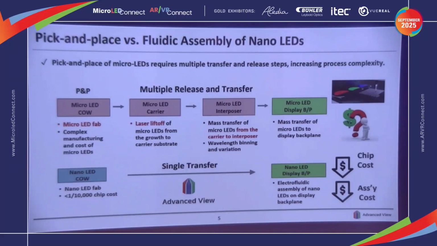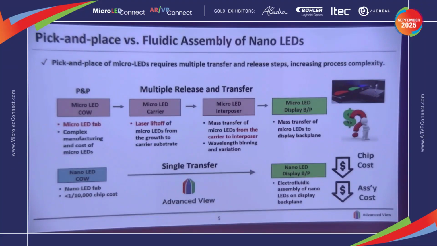It uses only one single process. We prepare the nano-LED COW, which means vertically either top-down processed or bottom-up grown nano-LEDs on the substrate. We can produce millions, tens of millions, even billions of nano-LEDs on the 4-inch wafer. The chip cost is much lower than the conventional process, because if you pattern really tiny LEDs, it consumes less epi wafer area.